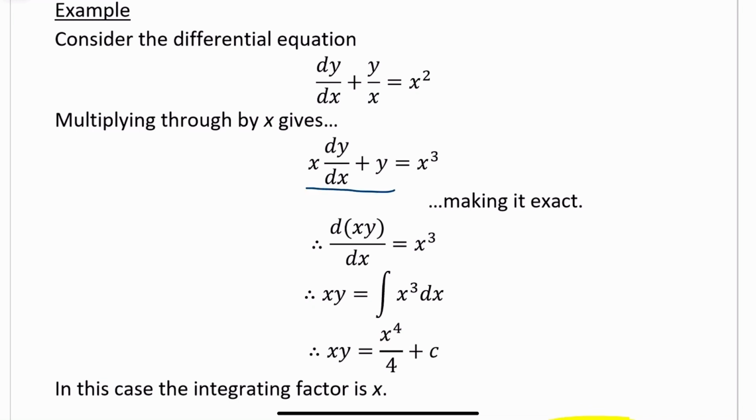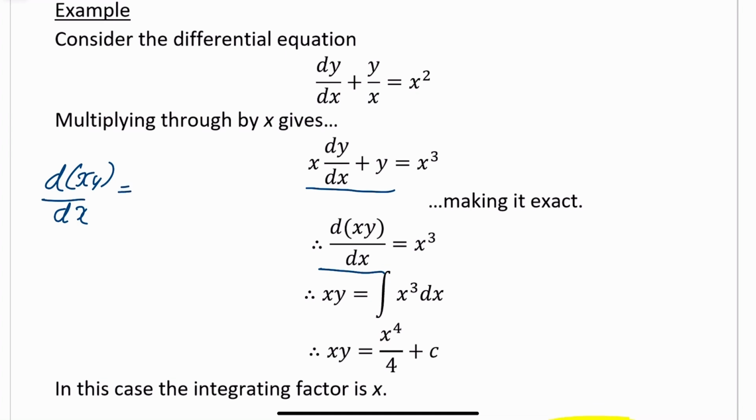Now, this can then be written as the derivative of xy with respect to x. I'm just going to look at why that is. This is a bit tricky for people, and you need to build confidence that this process does work whenever we see it. So let's just look at this. If I was differentiating xy with respect to x, I'm going to show that that is equivalent to the left-hand side of the line up here.